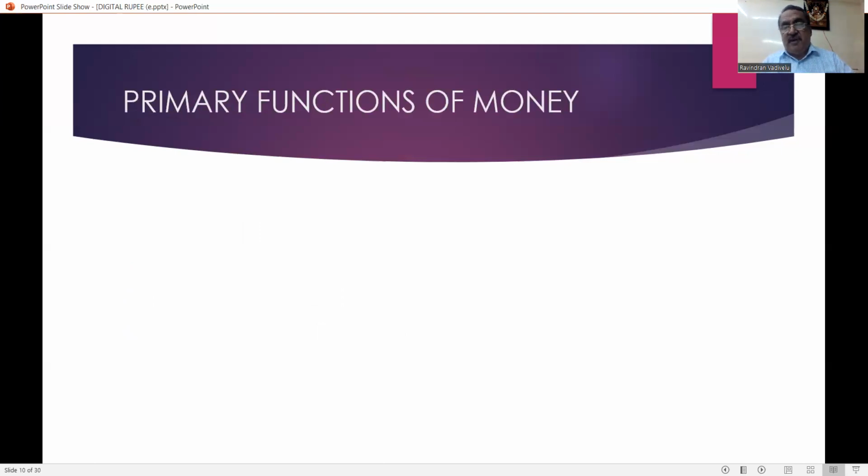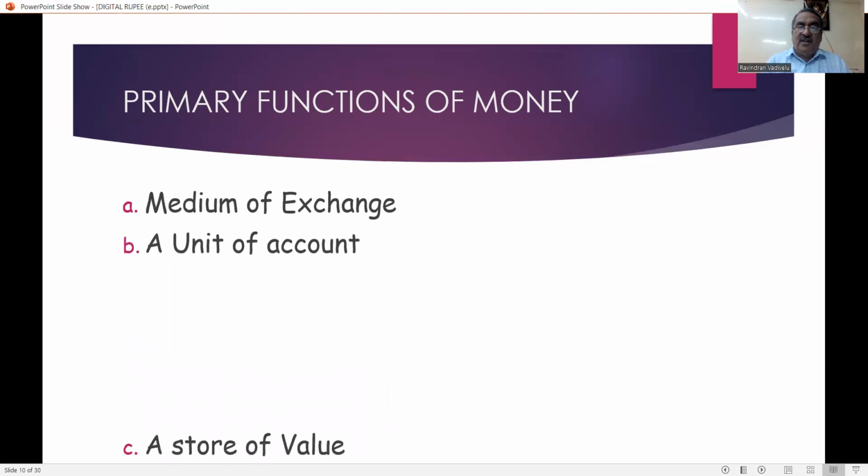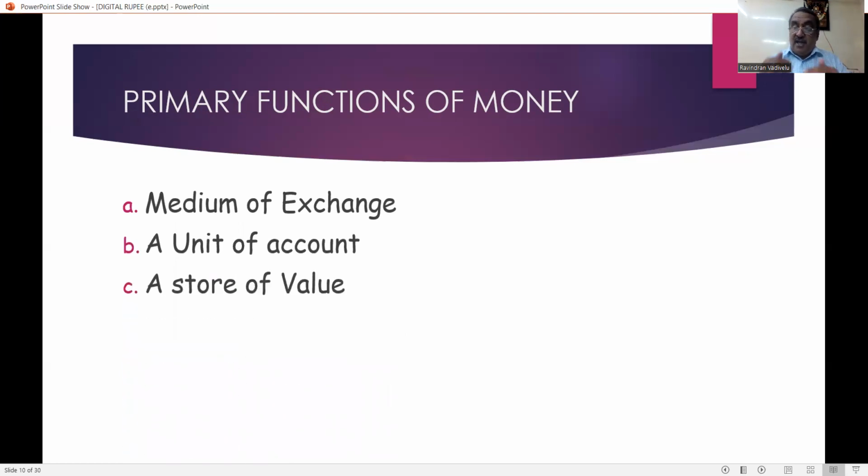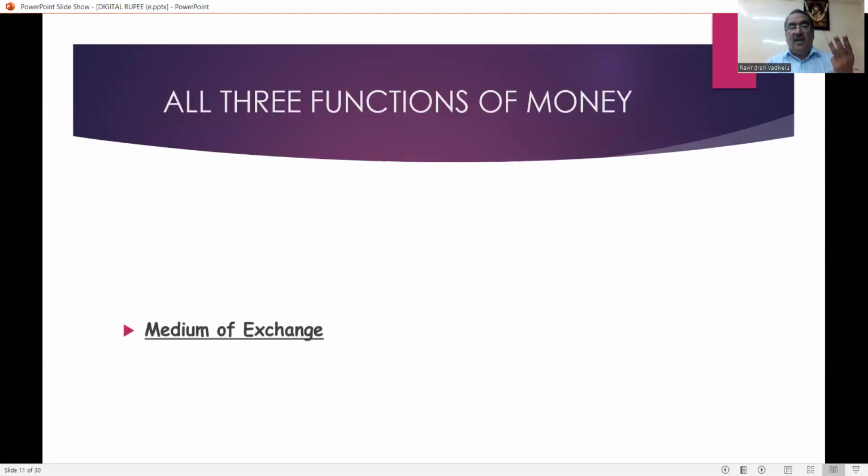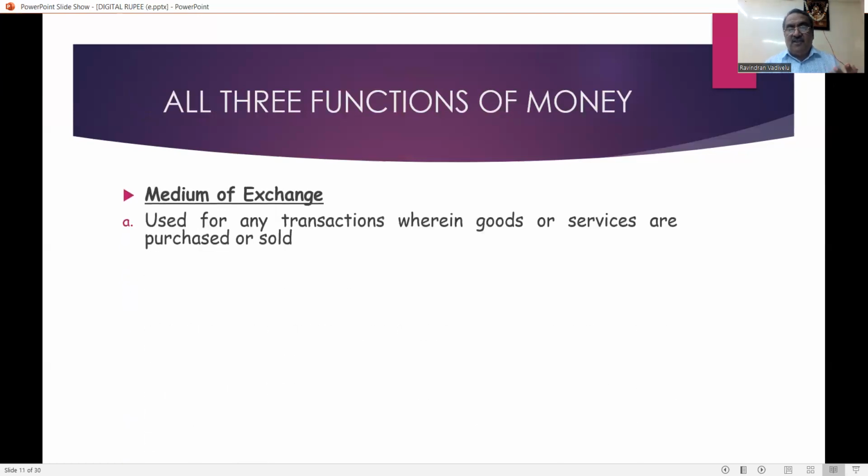The primary functions of money. So we have seen this legal tender. Next, we have to see what the primary functions of money are. It is a medium of exchange, unit of account, and store of value. So three main things are the primary functions of your money. All three functions. We have to see what a medium of exchange is. It is used for any transaction wherein goods or services are purchased or sold. If somebody says it is 500 rupees, then 500 rupees you can give. So it is used for any transaction according to the value of the goods and services. That's a medium of exchange.